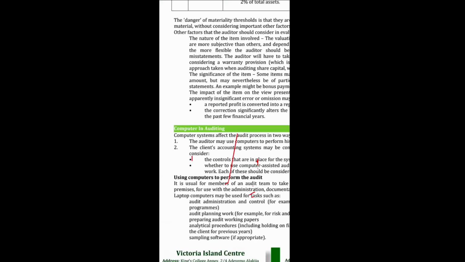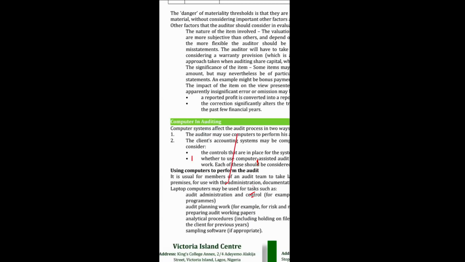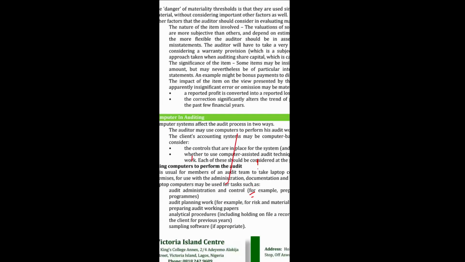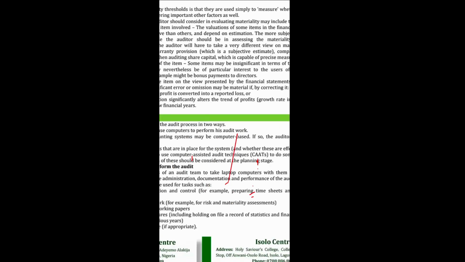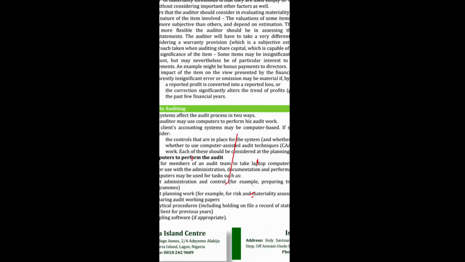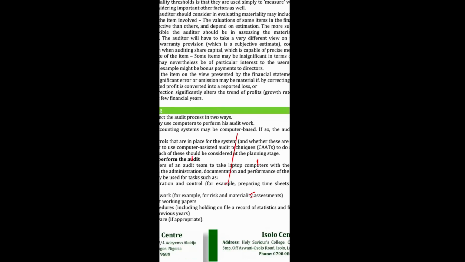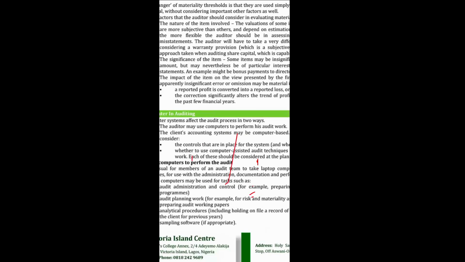So what are the things that the auditor will need to do? The auditor will use the computer to perform the audit work. And also, the client account system can be made available to the auditor. Why is the account system made available to the auditor? They want to check whether the controls that have been put in place in the computer system or in the account system of the organization are effective or not effective.